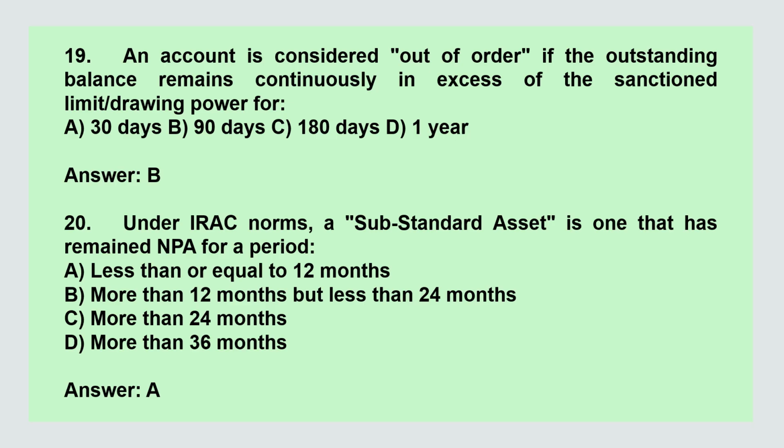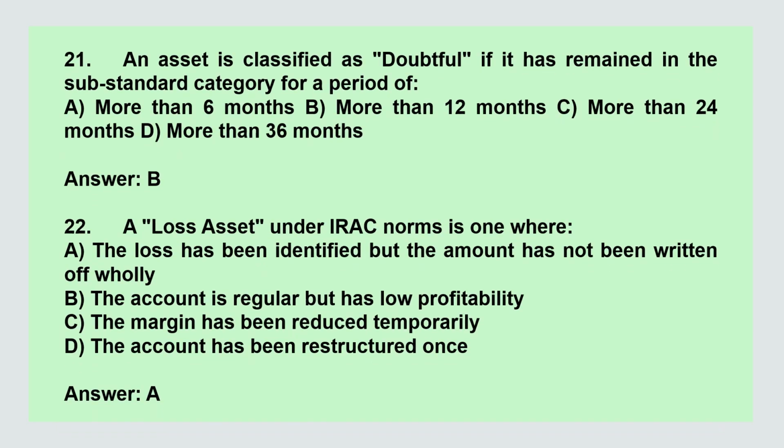Under IRAC norms, a substandard asset is one that has remained NPA for a period. Answer A. Less than or equal to 12 months. An asset is classified as doubtful if it has remained in the substandard category for a period of. Answer B. More than 12 months. A loss asset under IRAC norms is one where. Answer A. The loss has been identified but the amount has not been written off fully.